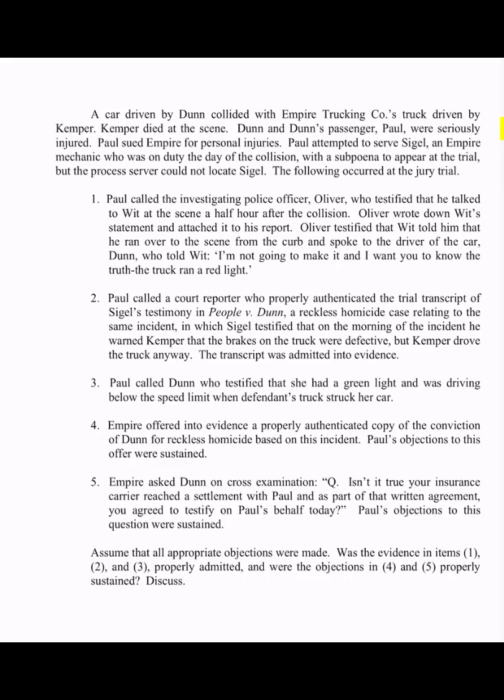All right, what do we have here? Take a look at the bottom of the page, and it says, assume that all appropriate objections were made. Was the evidence in items 1, 2, and 3 properly admitted? You don't ever want to lose track of the fact that you have to answer that question in your analysis of those items. You have to come down to the conclusion about whether it was properly admitted or not. And were the objections in 4 and 5 properly sustained?